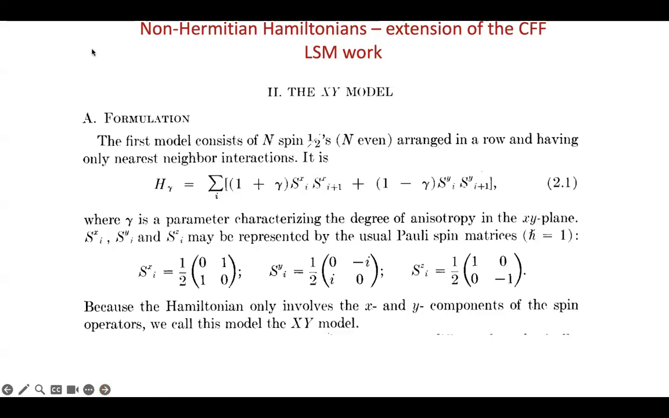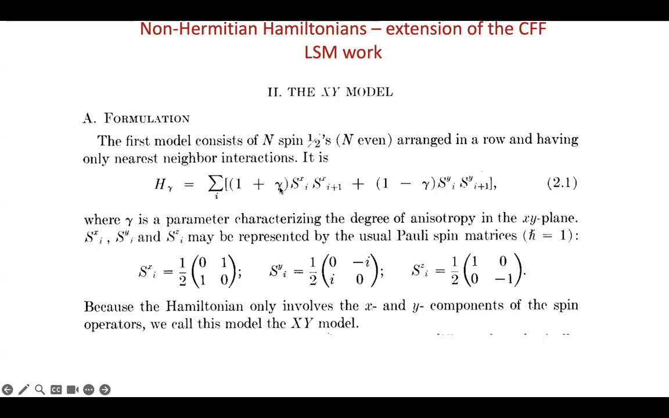So what is the point of this paper? I'll show you a few slides that capture the main points of this paper. They wrote this Hamiltonian for the XY model in the following format. You can see this 1 plus gamma, 1 minus gamma. This is a standard trick.